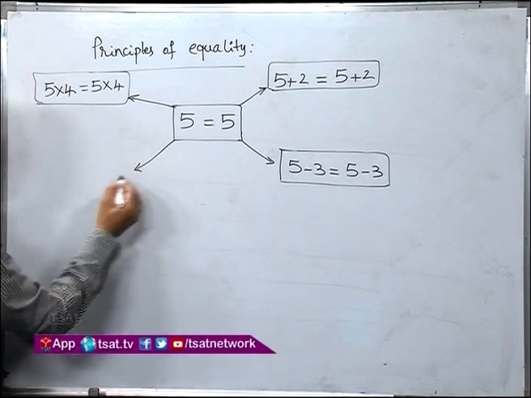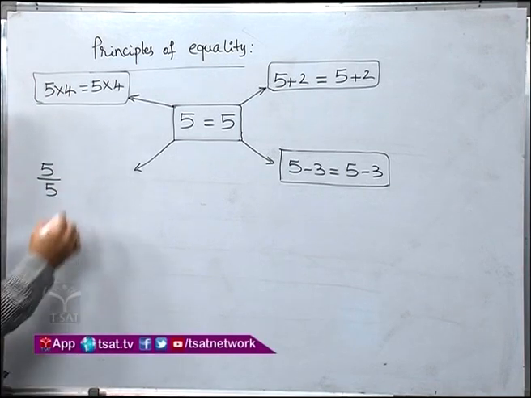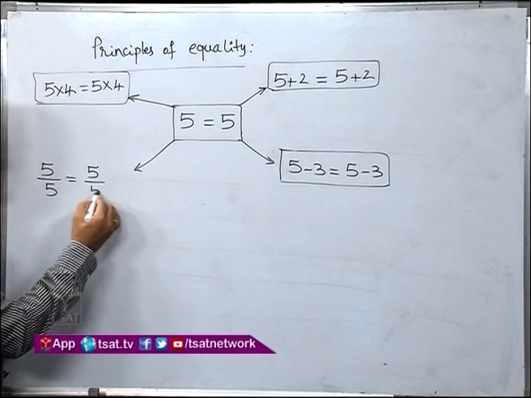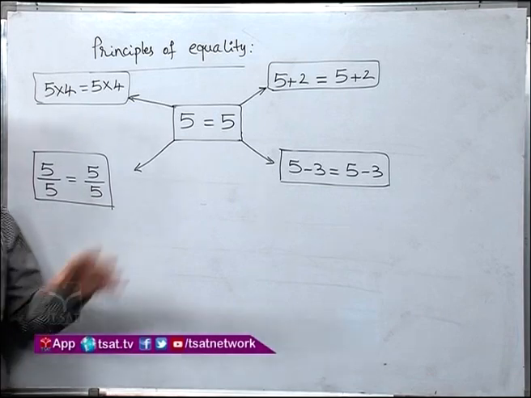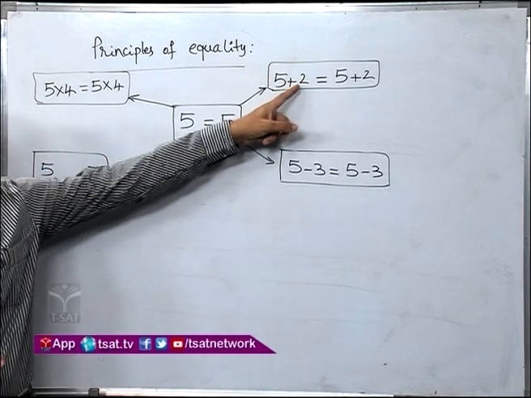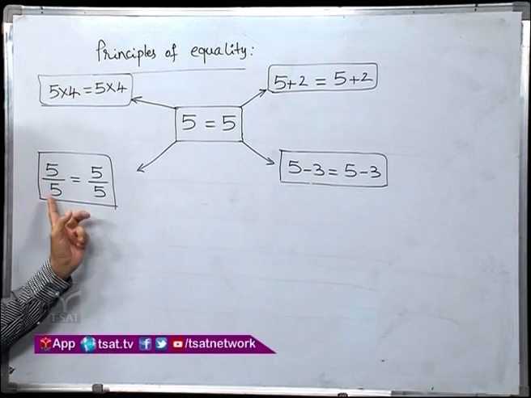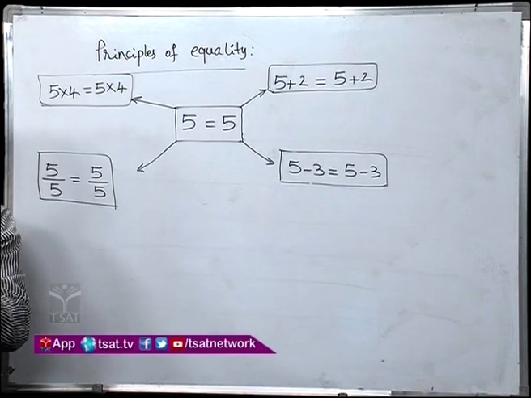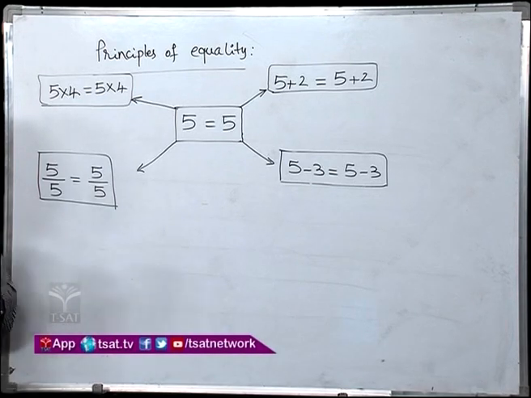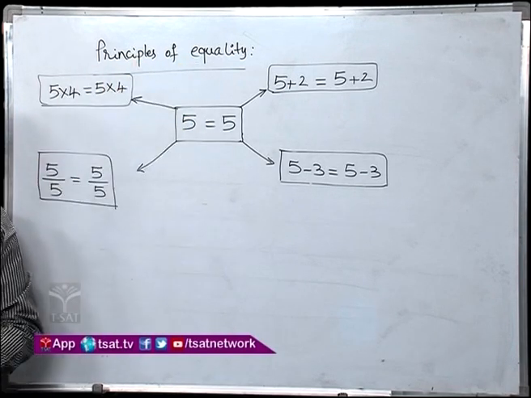Again, I am dividing this 5 with 5. Is it same as 5? No. Again here you have to divide with 5. Right? From this, what is our observation? If you add, subtract, multiply or divide with the same number on both sides, then the equation remains same. Right? Now, these 4 principles are known as principles of equality.